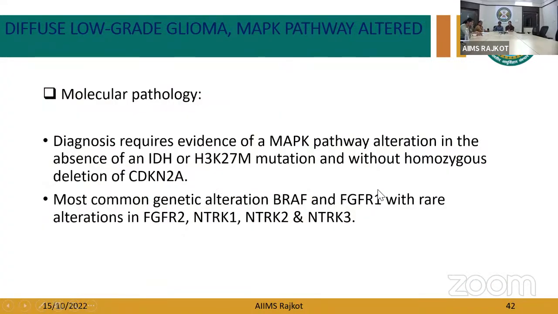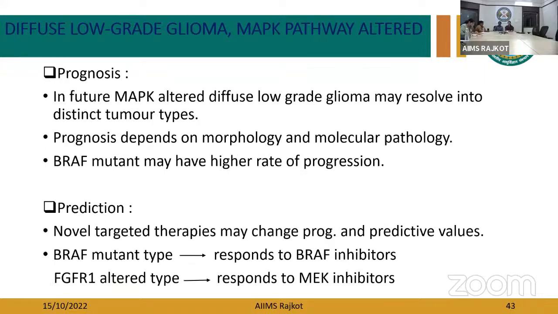So on molecular, there is alteration of the MAPK pathway, and the common genetic alterations are BRAF and FGFR1, with rare alterations in FGFR2, NTRK1, NTRK2, and NTRK3. So in future, it is possible that these MAPK pathway altered tumors may be categorized into some specified categories. And sometimes in future, novel targeted therapy may be helpful to change the prognostic and predictive values, because BRAF mutant types may respond to BRAF inhibitors, and FGFR1 altered types may respond to MEK inhibitors.